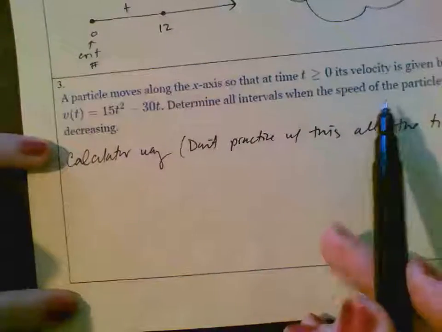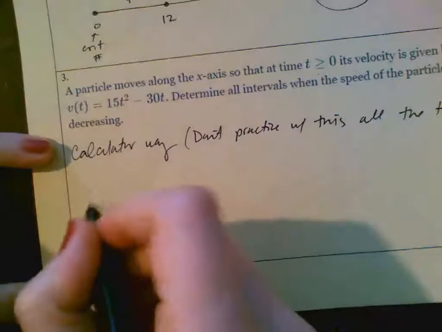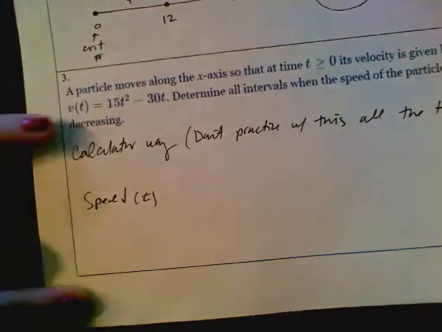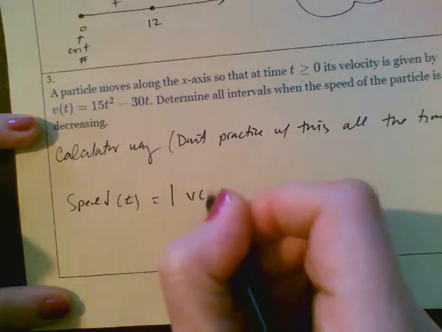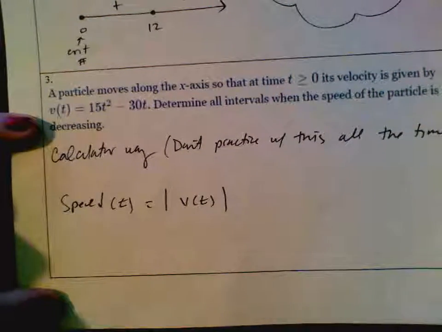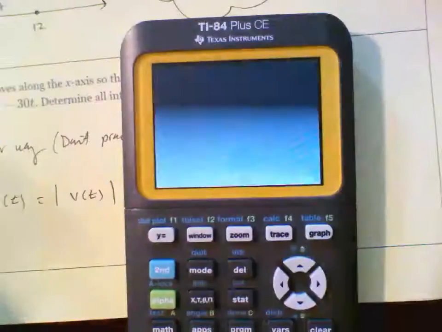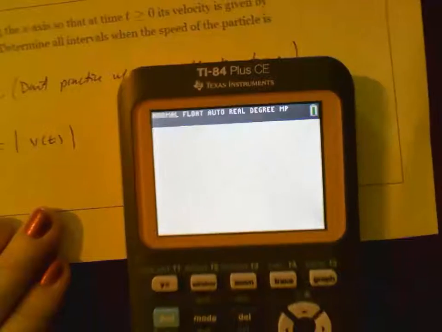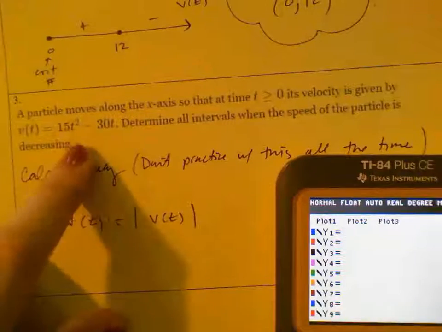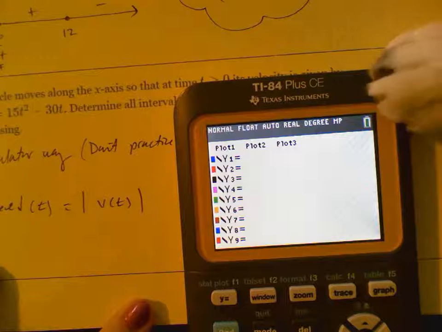So the speed is decreasing. All right, so guys, speed at any time t is equal to the absolute value of velocity. And you could go to your calculator. If you want to graph the speed function, you just graph the absolute value of this velocity function. So you could go math.